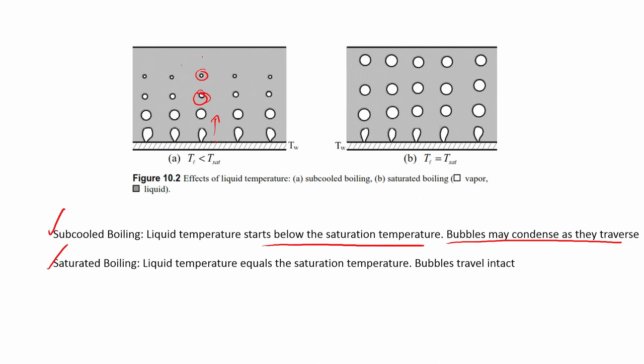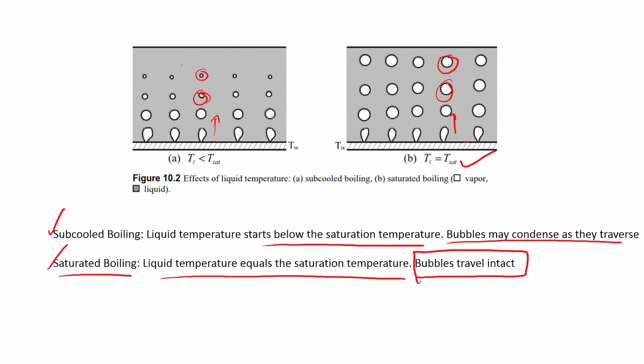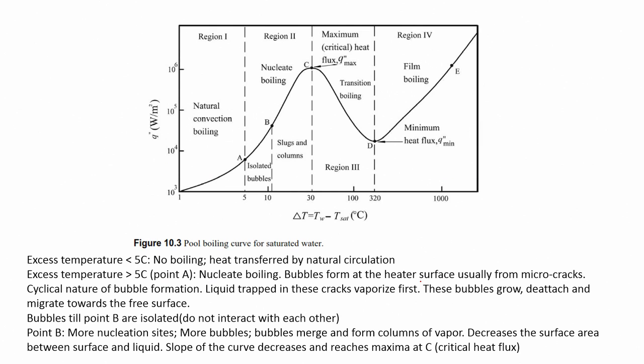When the liquid temperature is equal to the saturation temperature, we get what we call saturated boiling. In saturated boiling, the liquid temperature equals the saturation temperature. So, the bubbles grow, detach and traverse unharmed, basically unaltered in size. So, the bubbles travel in an intact fashion, right. So, these are the basic differences between subcooled boiling and saturated boiling. These are the two major classes.